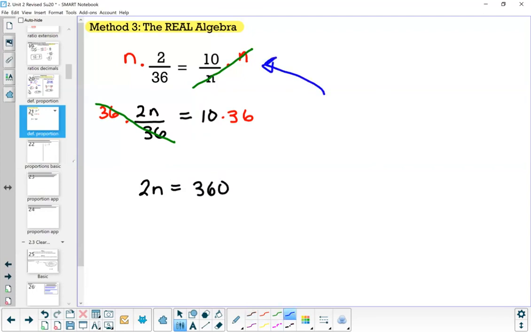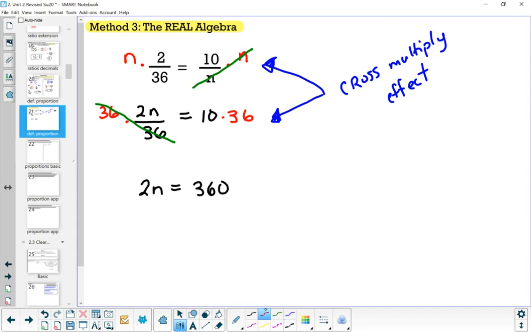So you see here, this is where we get the cross multiply effect. It's basically allowing you to use the inverse operation of two of them at one time, right? You're undoing the division by n and you're undoing the division by 36 at one time. That's where you got the cross multiply. And then once we cross multiplied, we were left with 2n equals 360.